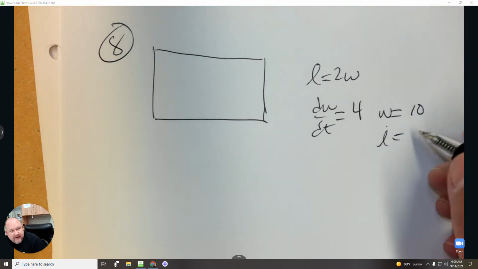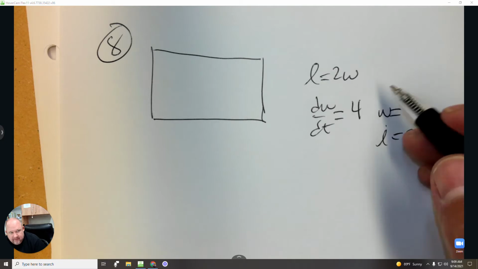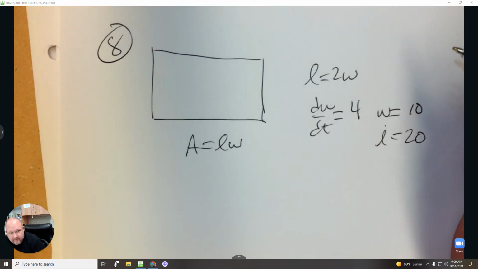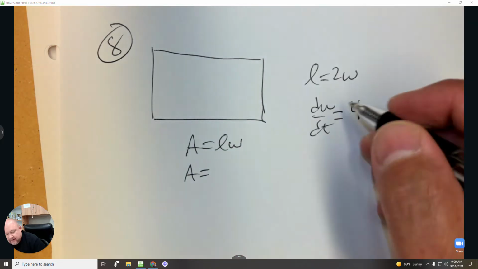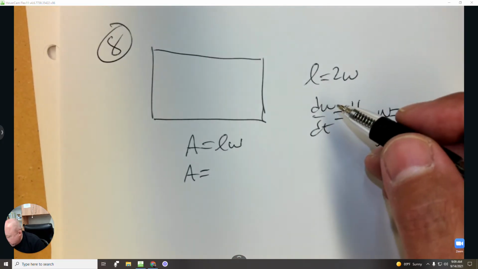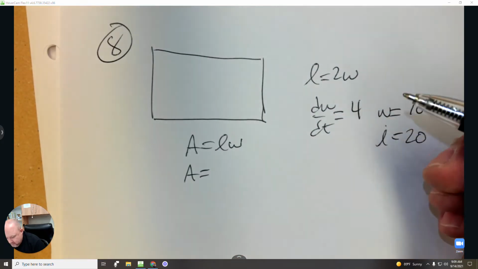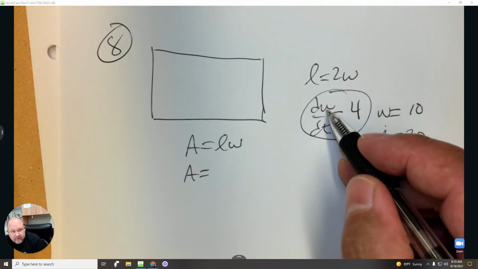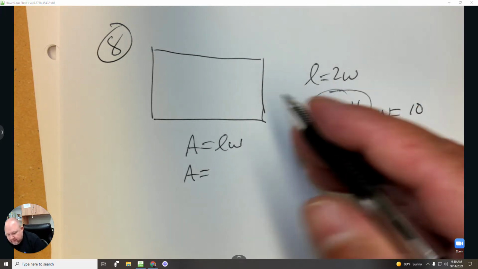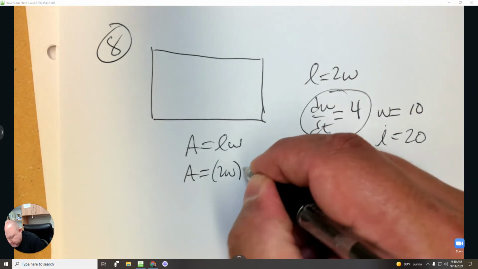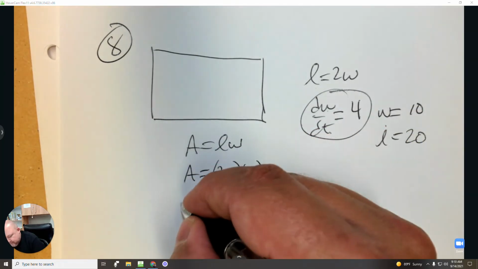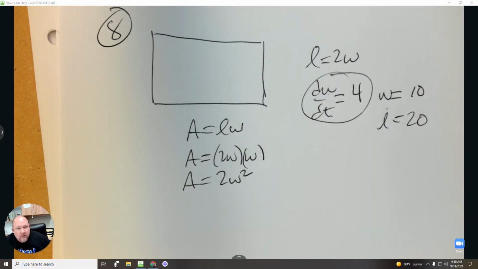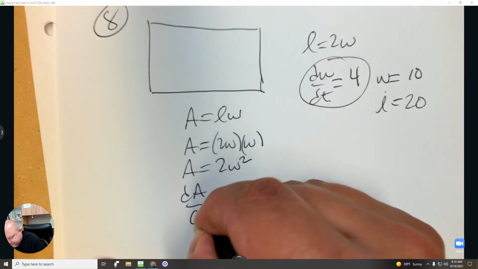So if the width is 10, then the length must be 20, according to this. And area is length times width. So I'm going to do a substitution. My goal is how fast is the area changing? So I know this. I want things in terms of W instead of L. So I'm going to take out L and put in 2W. So we have 2W squared. And then take the derivative.